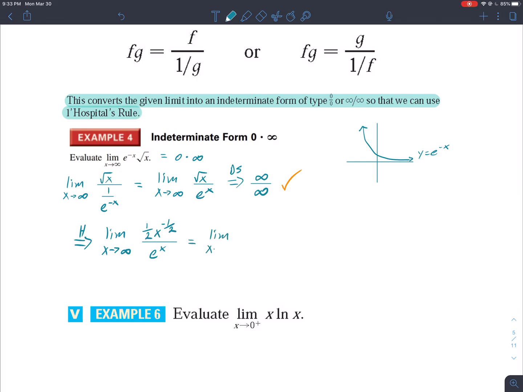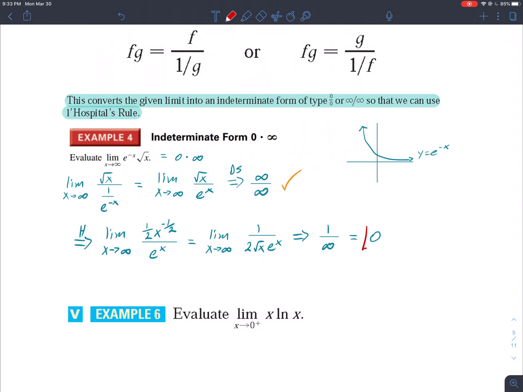The limit as x approaches infinity of 1 over 2 square root x e to the x. Now direct substitution leaves the 1 on top and yields, again, we're putting infinity in there, 2 times square root of infinity is still infinity, and e to the infinity is still infinity. So 2 times infinity is infinity, and 1 over infinity is 0.